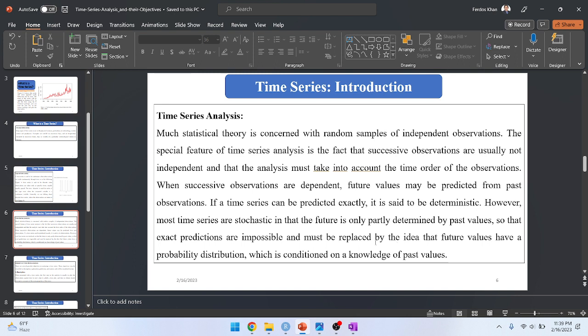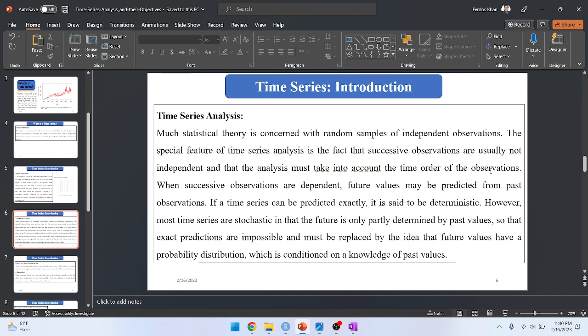Time series analysis. What is meant by time series analysis? This is important because you know that a time series is data recorded sequentially in time. Now let's see what is meant by time series analysis. This is important because a question can be asked, what is a time series, and then the next question might be, what is meant by time series analysis. Much statistical theory is concerned with random samples of independent observations. The special feature of time series analysis is that successive observations are usually not independent, and the analyst must take into account the time order of the observations.